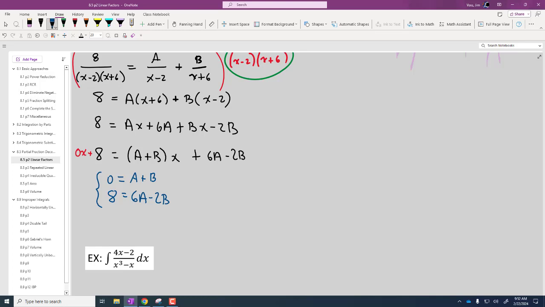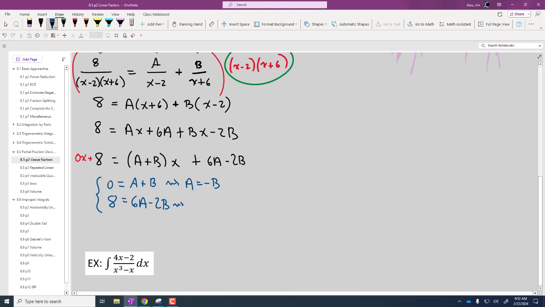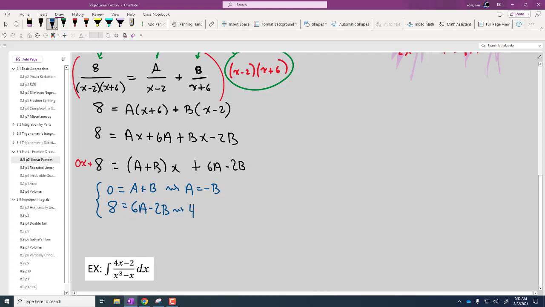Whatever floats your boat. So if we wanted to use substitution, up here we could say that a is equal to negative b. Then we plug it into the lower equation. Let's go ahead and simplify the lower equation first, though, because we can divide out a 2. We see that there's a common factor of 2. So we have 4. We divide out the 2. We have 4 equals 3a minus b.